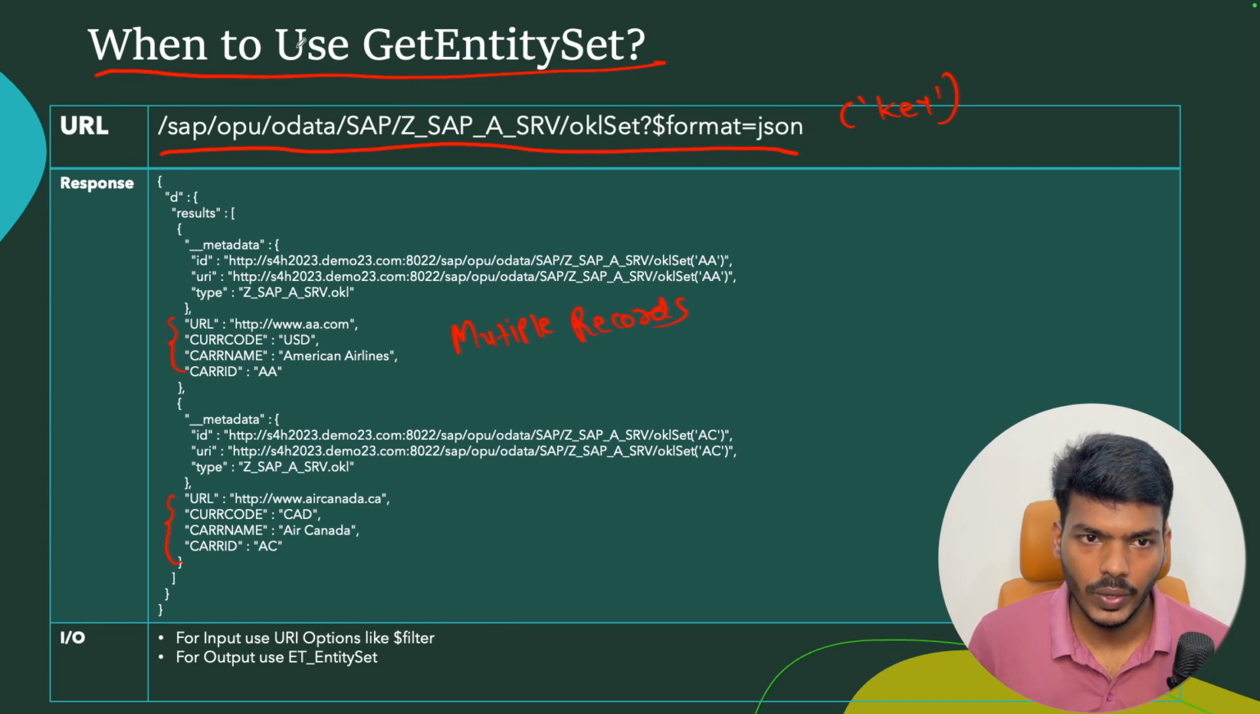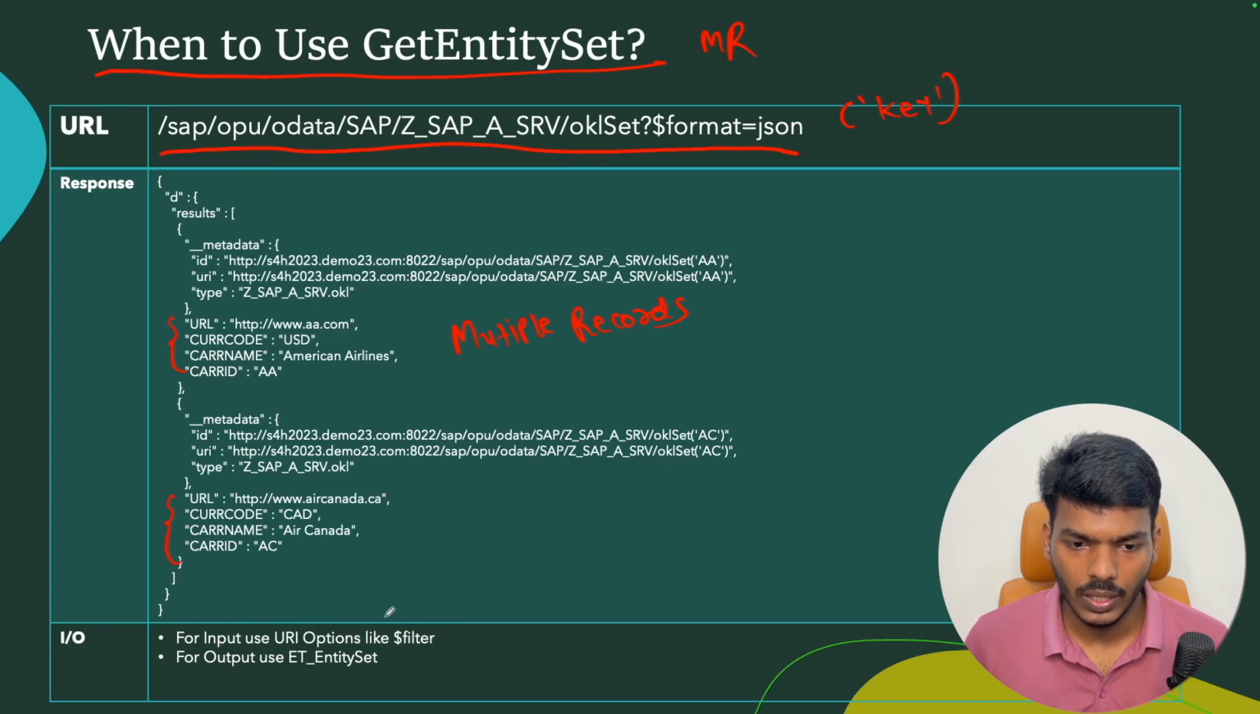So when to use GetEntitySet? Whenever you want multiple records in your response, you go for GetEntitySet. Whenever you want a single record in your response, go for GetEntity. And if we discuss IO, for input use URI options like $filter. Here we have $format. We haven't done any implementation for this, still we are getting our response in JSON.